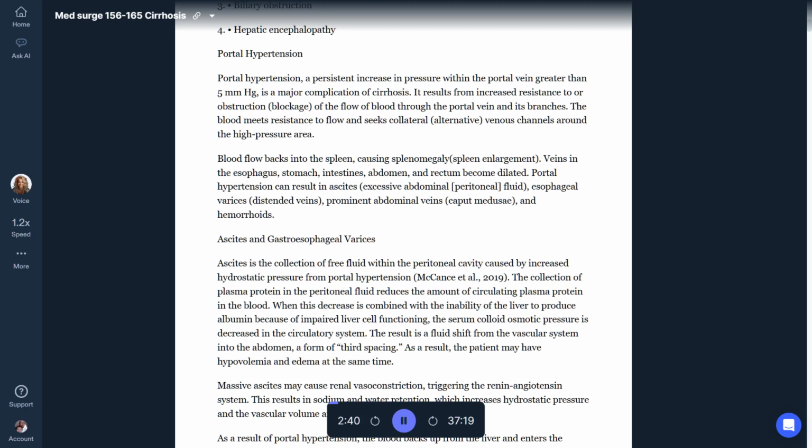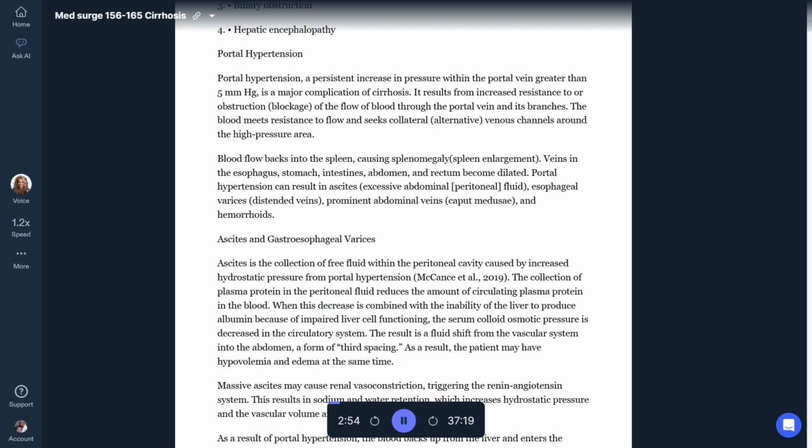Decreased prothrombin production places the patient with cirrhosis at risk for bleeding. Bleeding esophageal varices are a life-threatening medical emergency. Severe blood loss may occur, resulting in shock from hypovolemia. The bleeding may present as either hematemesis or melena. Loss of consciousness may occur before any observed bleeding.